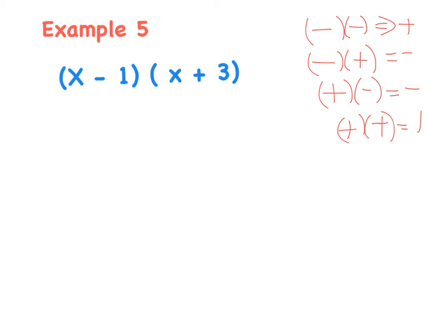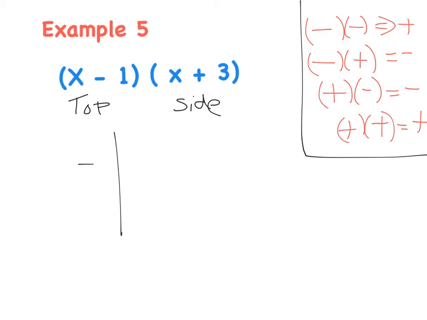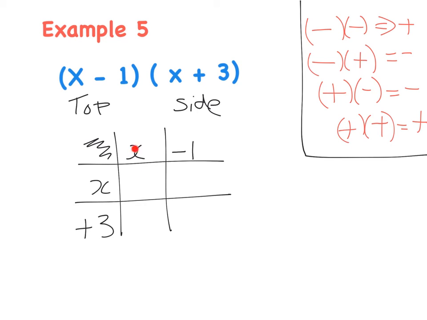So we try and remember, if they are the same, you'll get a positive. That should be a plus there. And if they are different, you will get a negative. So a minus by a plus is a negative and a plus by a minus is a negative. So these are rules that we need to be very clear on when it comes to multiplying. So we lay it out as we normally do, top and side. Along the top here I have x minus 1, and along the side here I have x plus 3, and we will multiply.